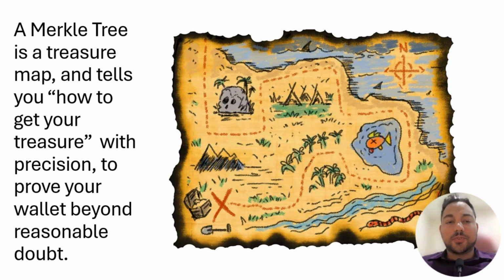So a Merkle tree is basically, think of it like a treasure map. It tells you how to get to your treasure with precision and prove to anyone around you that your wallet is beyond reasonable doubt in terms of where it is.